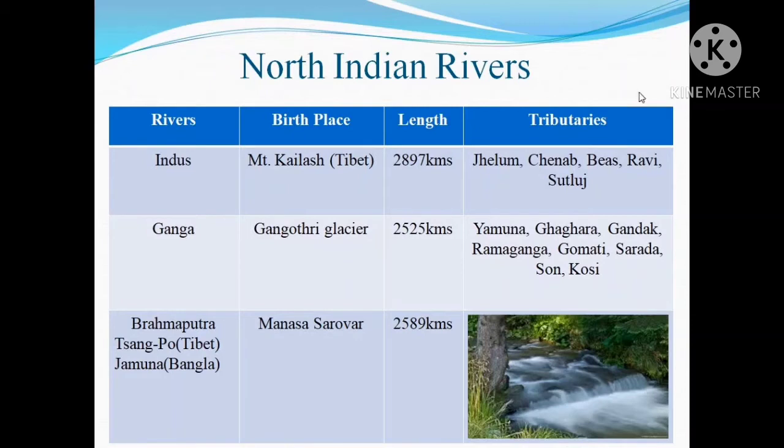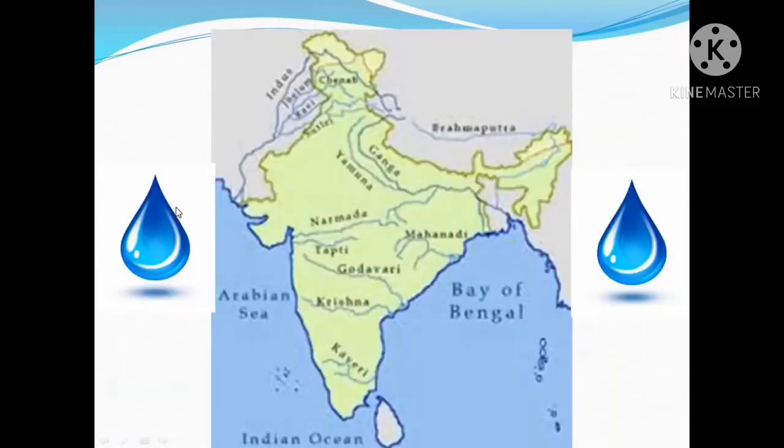And it has 5 tributaries. So Punjab is the land of 5 rivers. There is the Jhelum, Chenab, Beas, Ravi and Satluj. These are the 5 tributaries of Indus. And here you can see: Indus river, Jhelum, Chenab, Ravi, Satluj. So here 5 rivers are there.